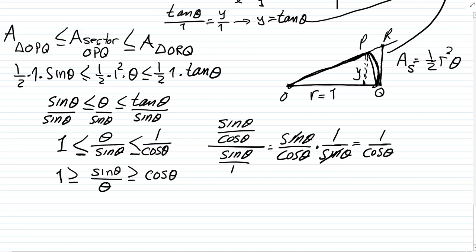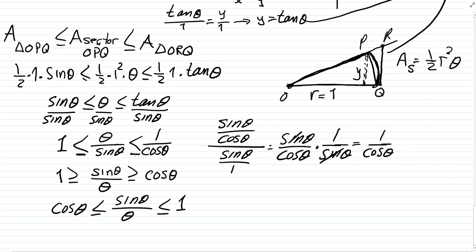Now let's actually write it in the form where we usually like to see our inequalities going right in this direction. I'm just going to notice the way this reads is that 1 is bigger than sine theta over theta, and sine theta over theta is bigger than cosine. Well, that means cosine is the smallest thing. So I'm going to write cosine theta is less than or equal to sine theta over theta, and that's less than or equal to 1. Okay, now that's exactly what we have, right?